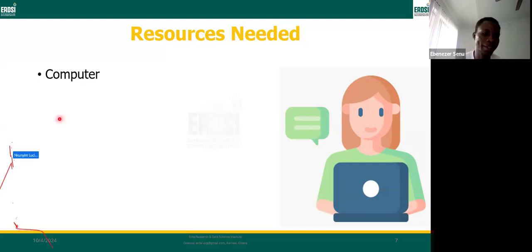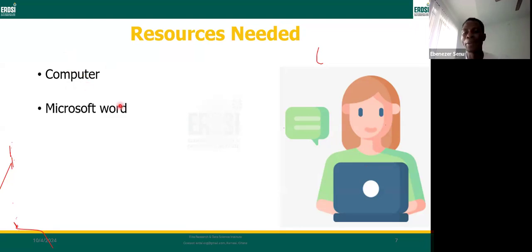So you need a lot of things before you start writing. Also, scientific writing, you cannot just sit anywhere and say you are starting. We need a computer. So before we start the journey, you need a computer. The next one is you need Microsoft Word, because we are going to type in Word. You need this installed on the computer.